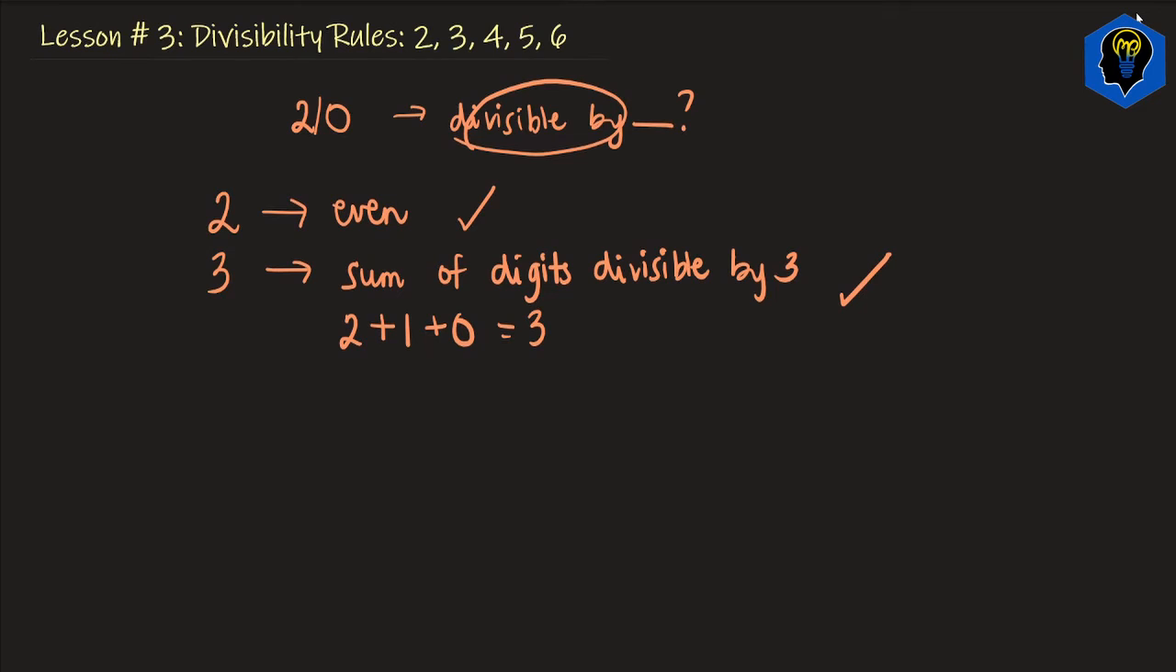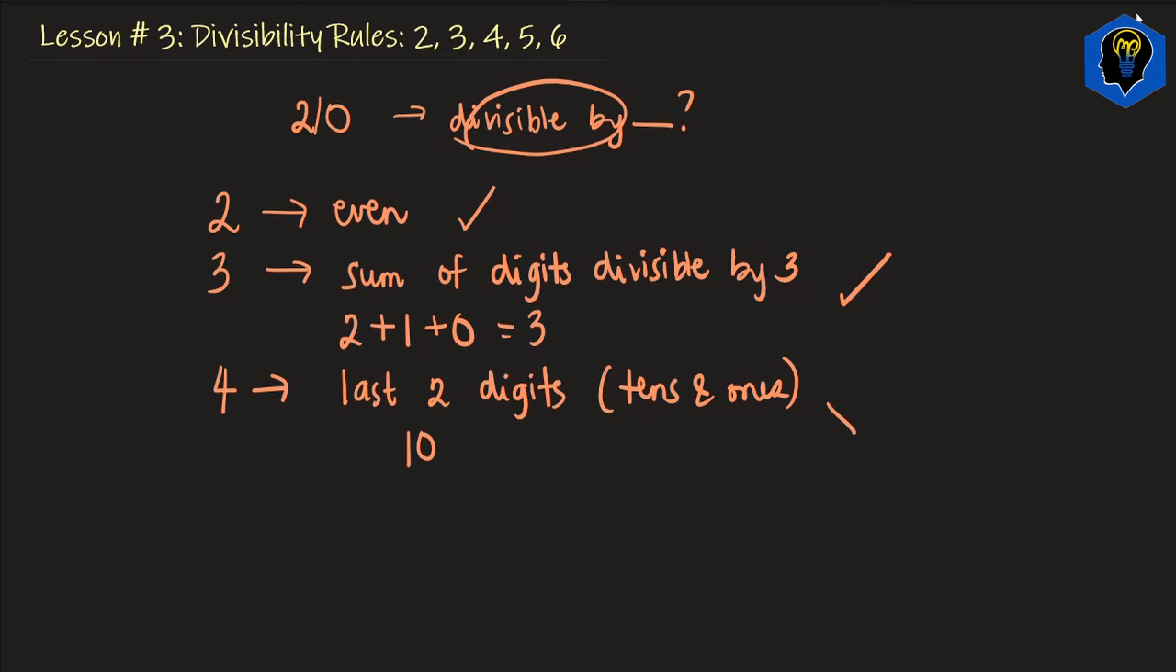How about the divisibility rule for 4? How do we say that a number is divisible by 4? So for this, we just look at the last 2 digits. So when we say last 2 digits, we look at the tens and the ones place value. So in our given number, the last 2 digits will be 10. The question is, is 10 divisible by 4? No. 10 is not divisible by 4, therefore, 210 is not divisible by 4.